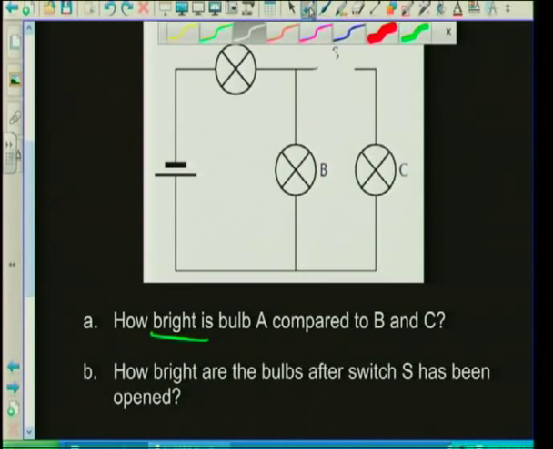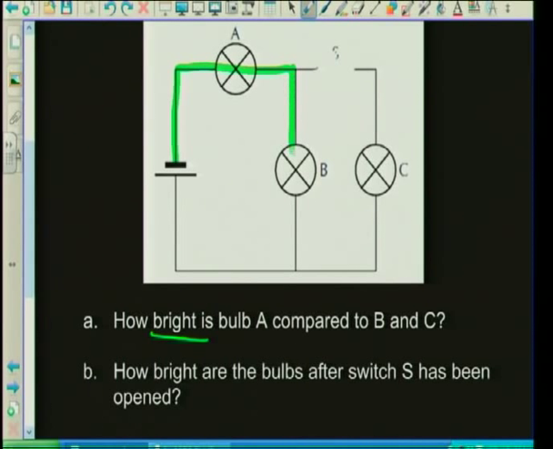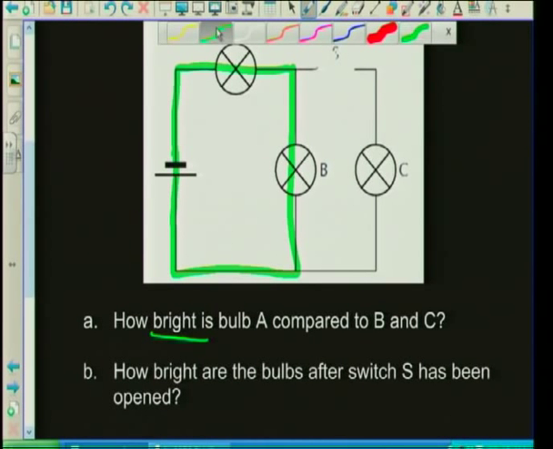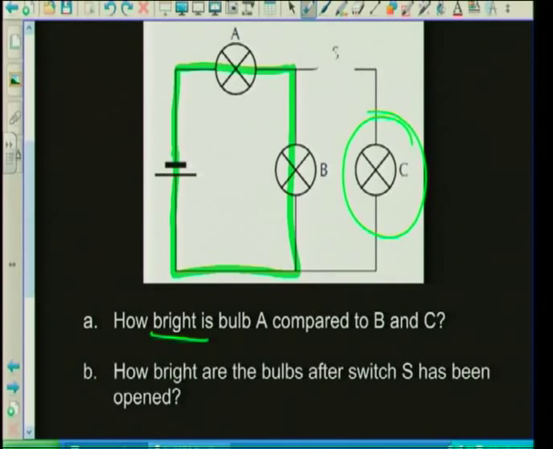I want you to see something now. My current comes here. It cannot go through S anymore. Goes through B. So what we have done is we have removed bulb C. By taking bulb C out of the question, we have actually increased, now you got to listen carefully to this, we've increased the resistance. This is a hard concept.